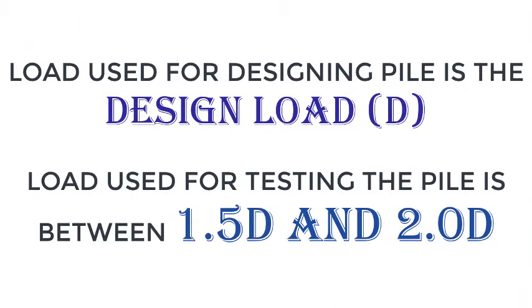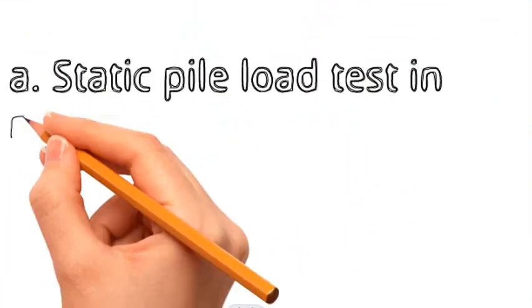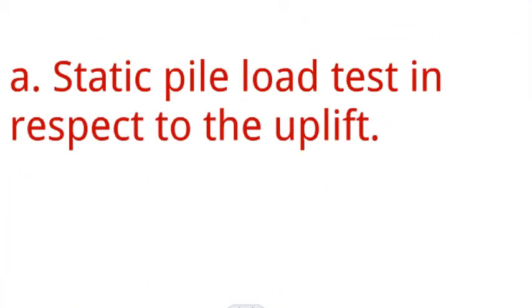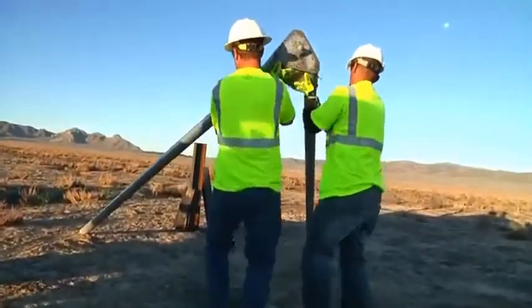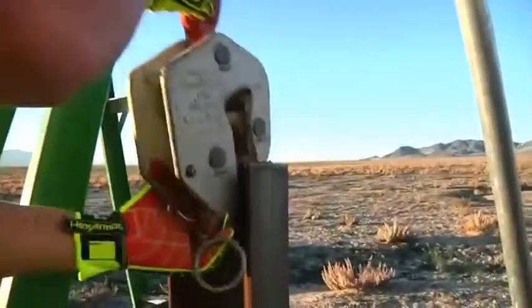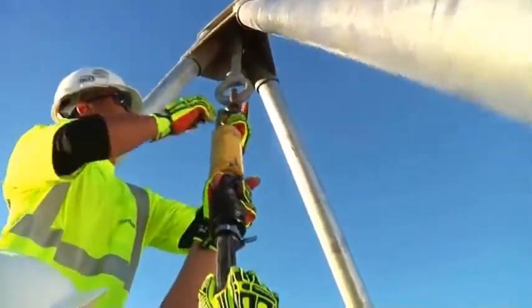Normally, a design load would have been used to structurally design the piles. So when we want to statically test the piles, we use a load between 150% and 200% of the design load. That is, a safety factor between 1.5 and 2.0 is multiplied with the design load. When you want to carry out the static pile load test in respect to the upward uplift, there will be a backup hydraulic jack that will try to lift out or draw out the pile.